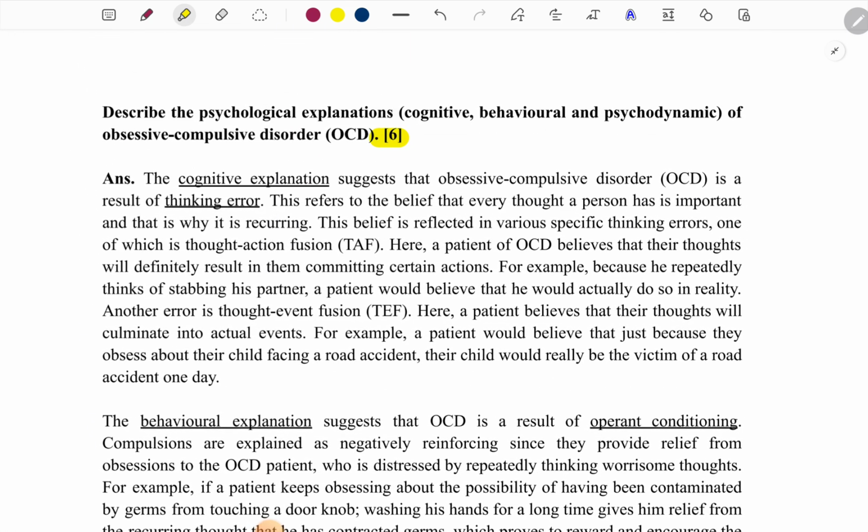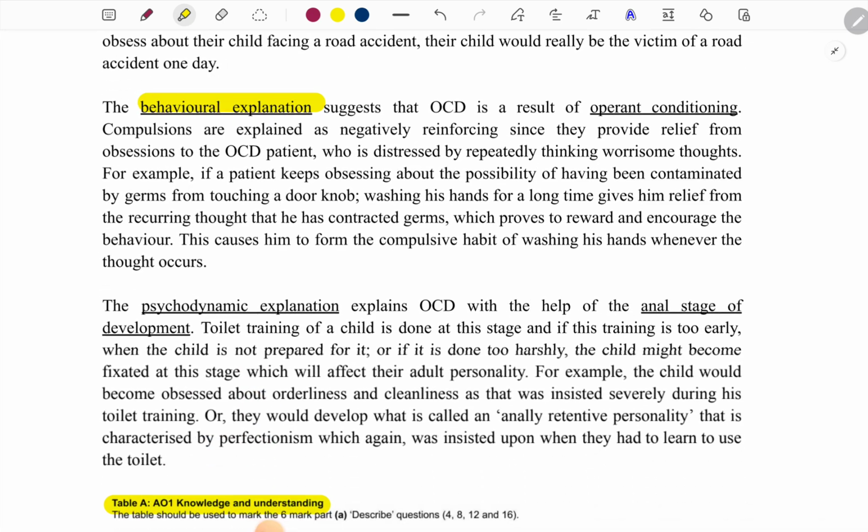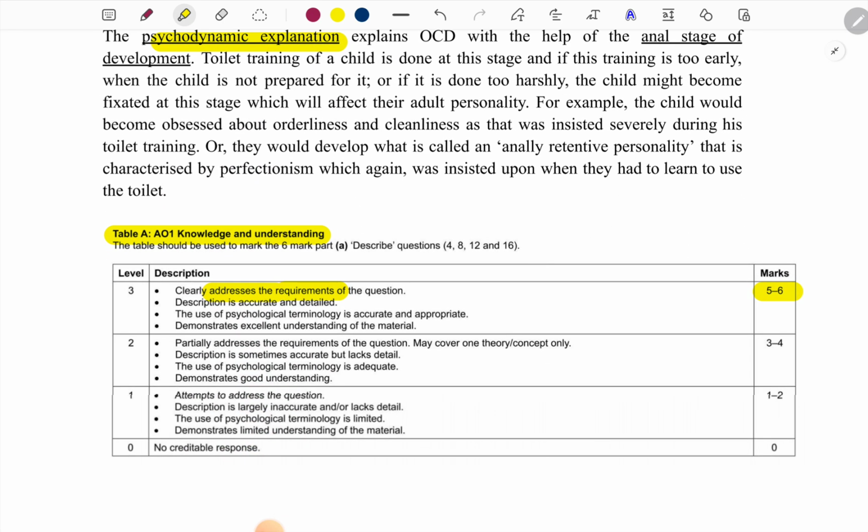So in the specimen question, the 6 marker was about psychological explanations of OCD. Now, meeting the requirement of the question means that whatever is given in the syllabus, not in any particular textbook. Of course, the textbook is based on the syllabus, but keeping in mind what is given in the syllabus: cognitive, behavioral and psychodynamic explanation under psychological. That is what I need to cover here, and that is what I have done in this answer. So I have dedicated one paragraph to cognitive, one to behavioral and one to psychodynamic explanation. So here I have met the requirement of the question.